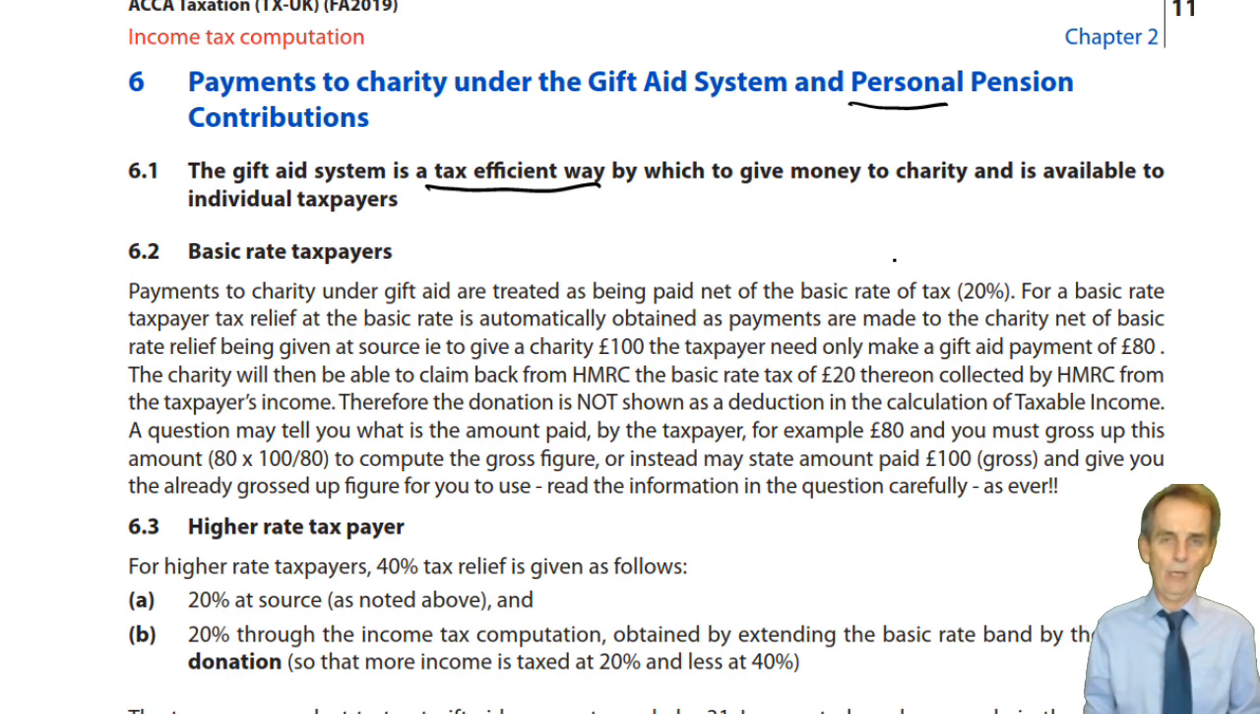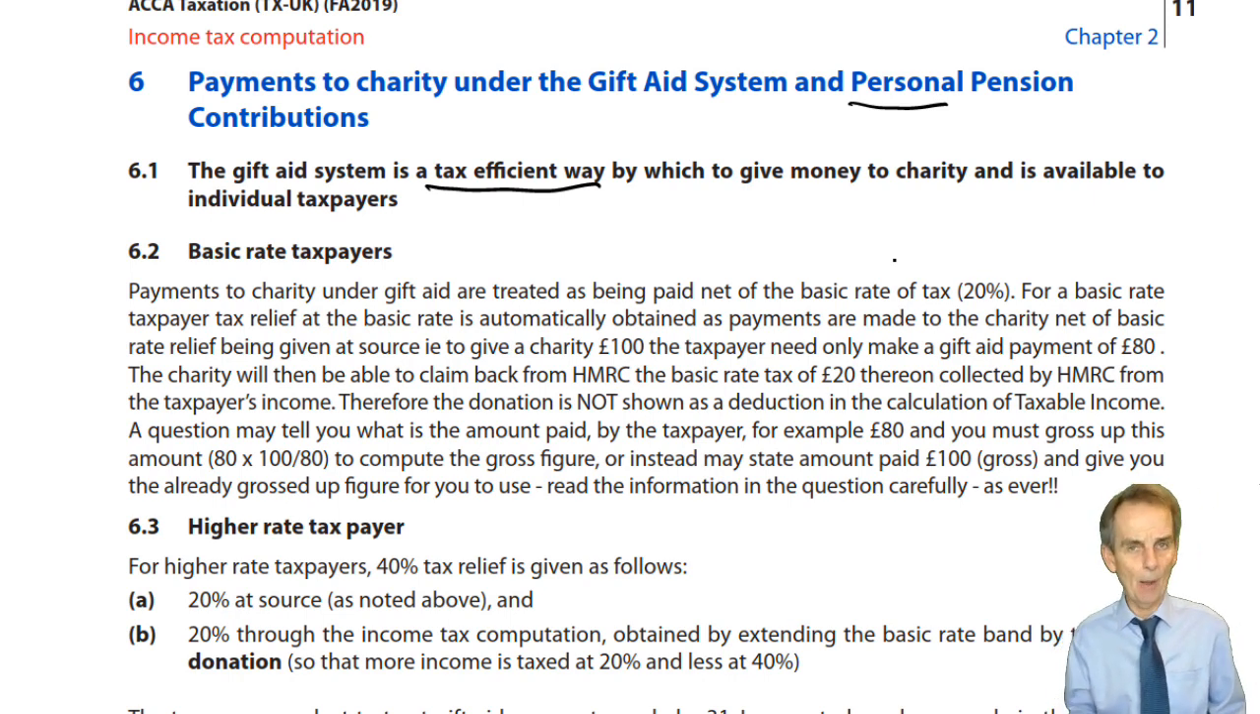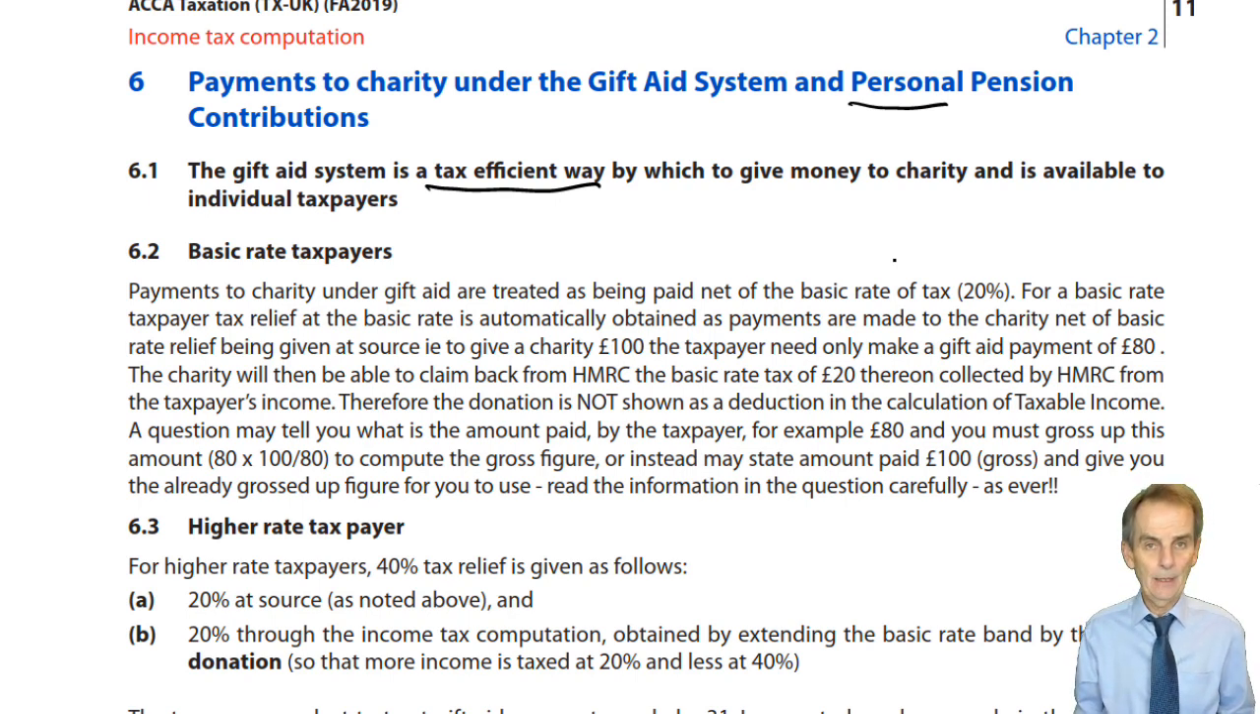Right. The gift aid system is a tax efficient way by which to give money to charity and is available to individual taxpayers, i.e. it is not something that companies, corporate organisations can do. This is only for individuals. Individuals, as we know, may be basic rate taxpayers, may be higher rate, may go as far as additional rate taxpayers. If you are a basic rate taxpayer and only a basic rate taxpayer, then there will be absolutely no involvement in relation to your gift aid payment or your personal pension contribution in the context of the preparation of the income tax computation and the calculation of taxable income and then the basic tax liability.